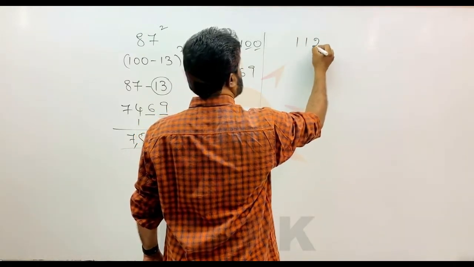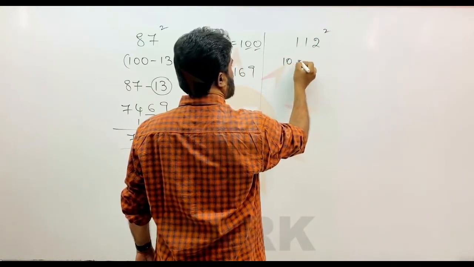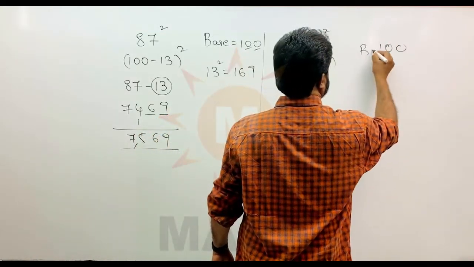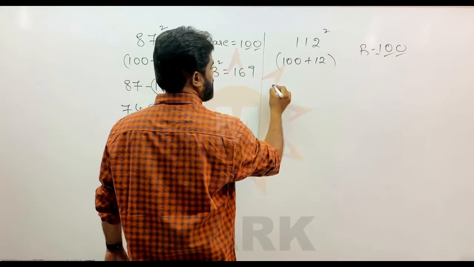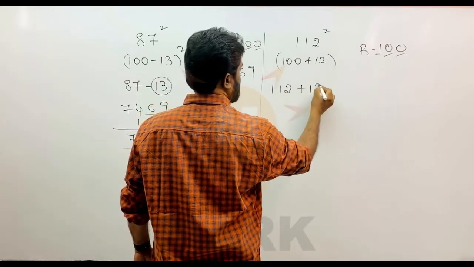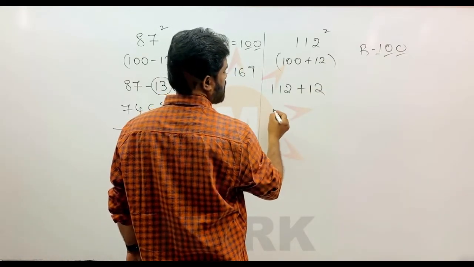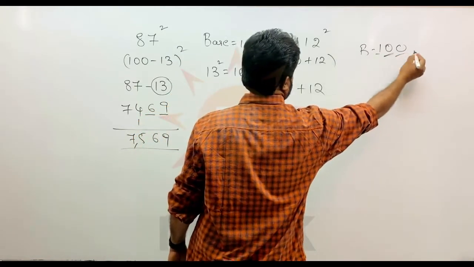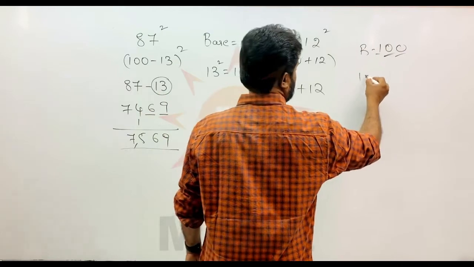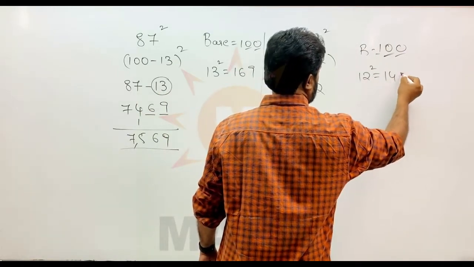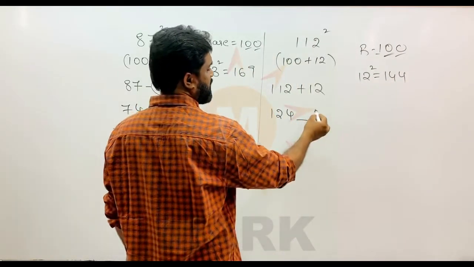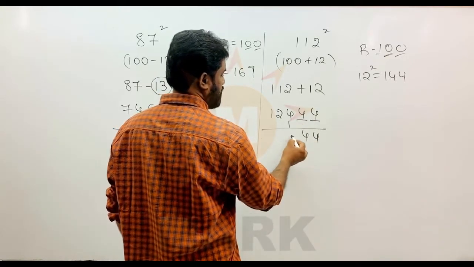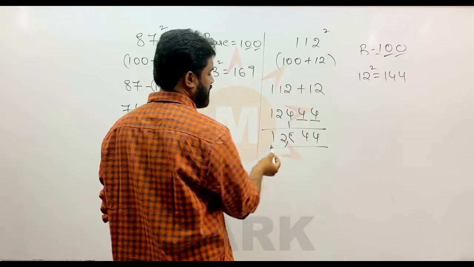Then if I take a similar difference, 12, suppose you need to find 112 whole square. So 100 plus 12, and your base is 100, 2 zeros. So 112 plus 12 I will write first, that is 124. Then I have to take 2 slots because 2 zeros are there. So I will take 12 square, which is equal to 144. How do we write this? 144, 4 here, 1 here. So it is 4, 4, 5, 2, 1.